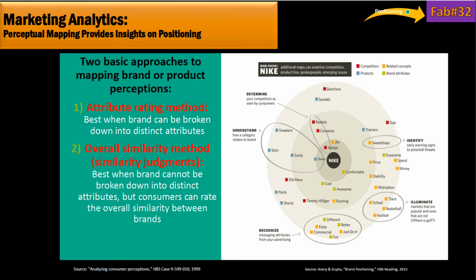The perceptual map on the right is showing the different companies and attributes around Nike. You can see how they break down within them. It helps you better visually understand where your competition lies, products, related concepts, and the brand attributes, again, that are all in the minds of the consumer.